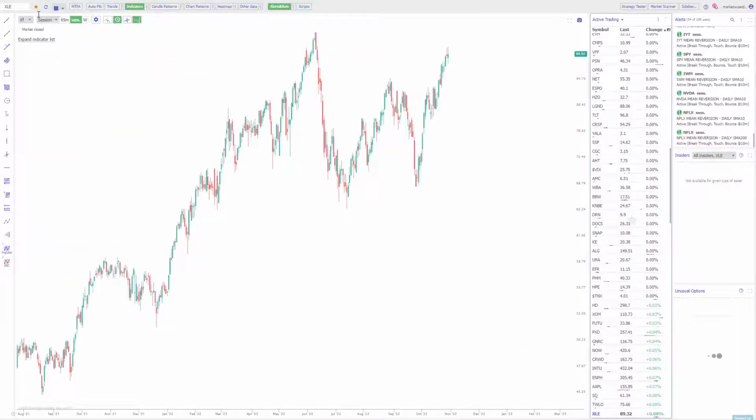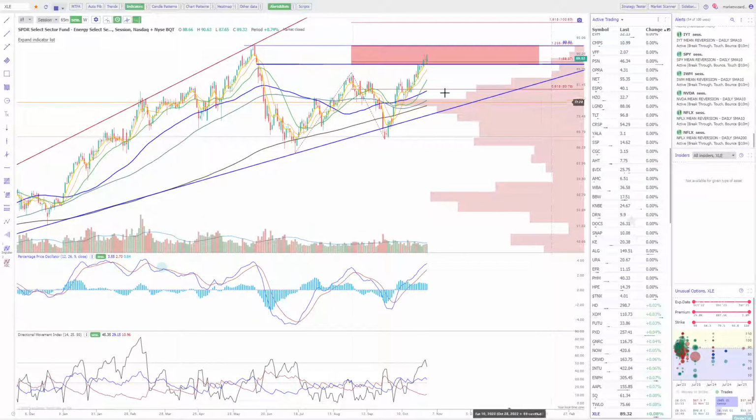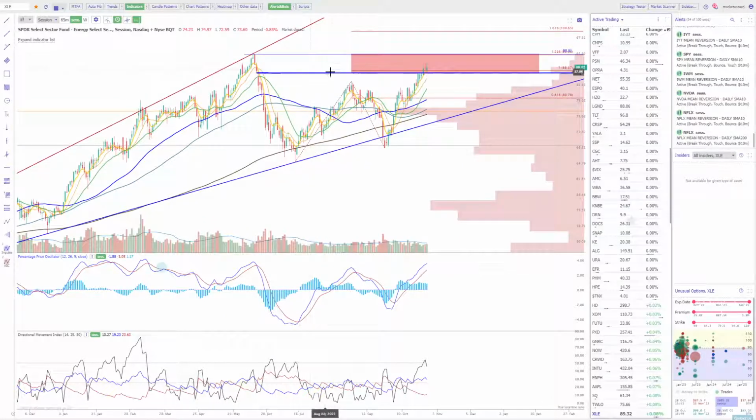Let's take a look at XLE, because I know a lot of people talk about this. This is a double top setup to me, plain and simple. 93 is the sell. You're in the zone where you're looking for sellers.